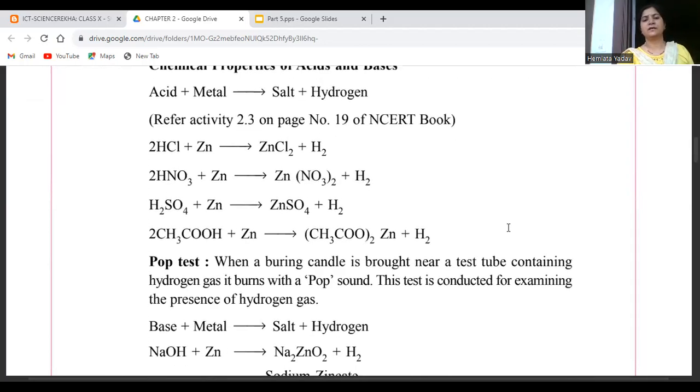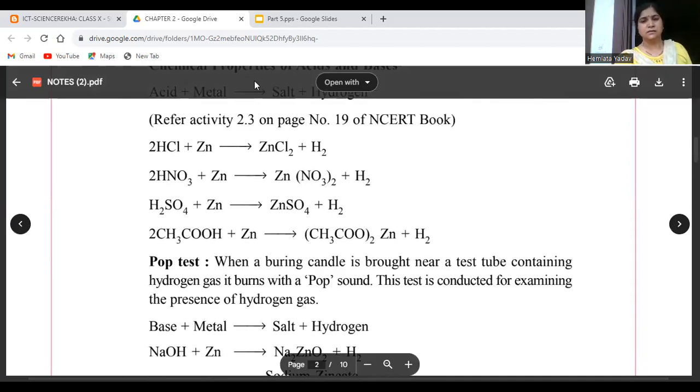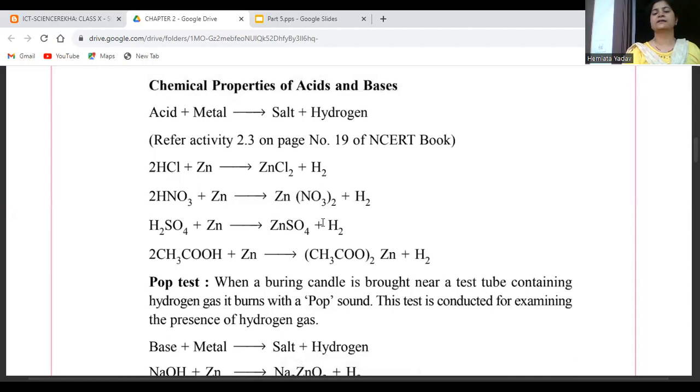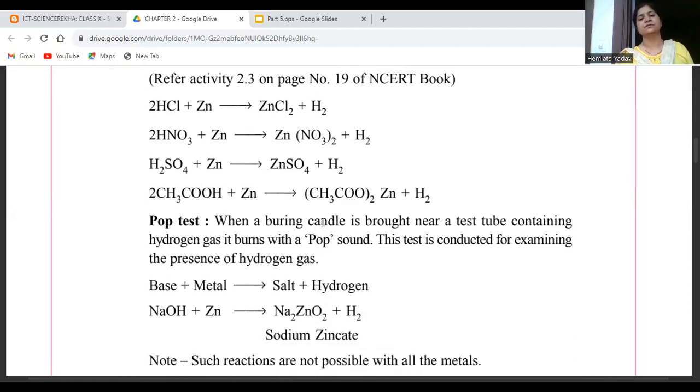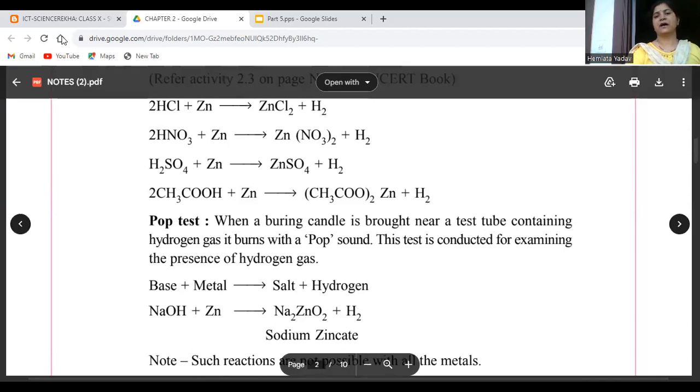Now, chemical properties, as we have studied with the slide also. Metals react with acid to produce salt and hydrogen gas, and metal carbonates react with acids to produce carbon dioxide and salts. If the acid reacts with metals, then here we can see 2HCl reacting with zinc. Zinc chloride is formed and hydrogen gas is formed.